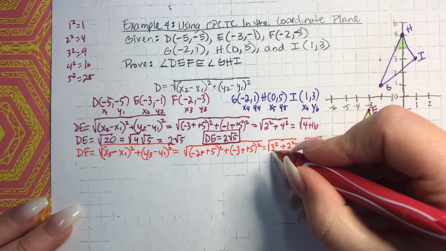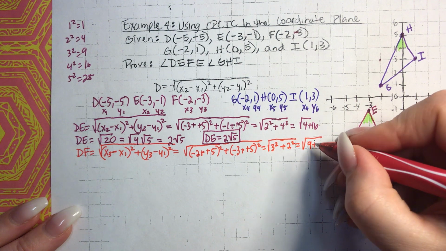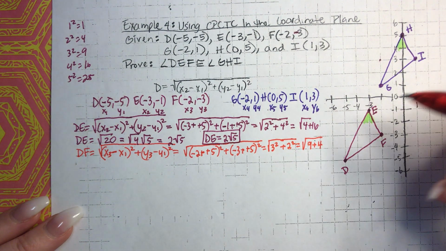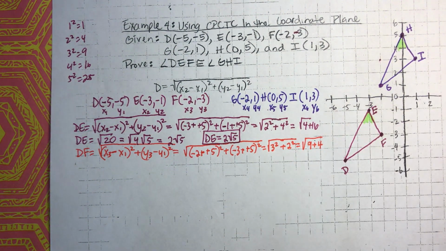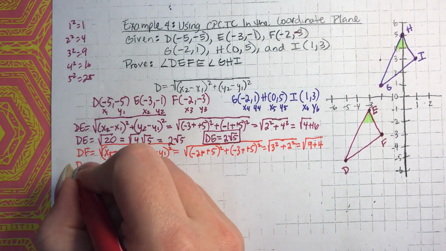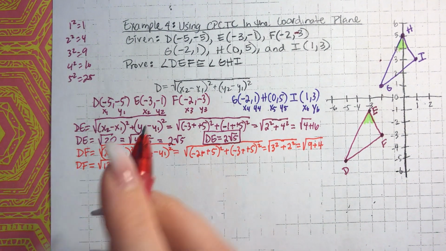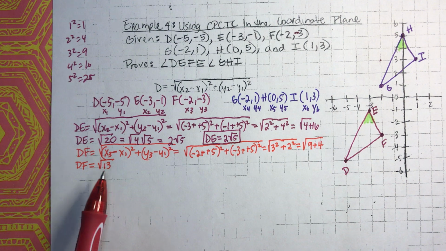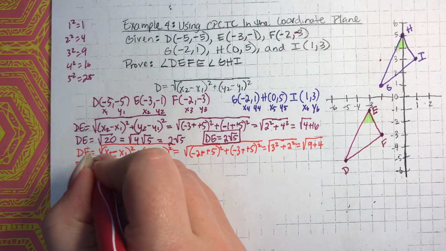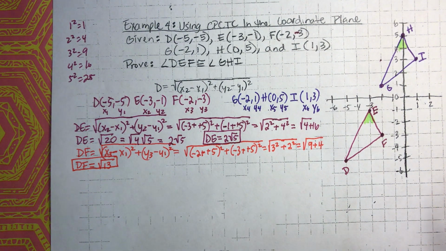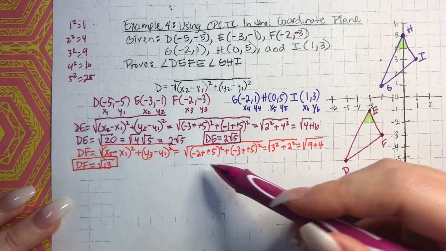And then what do we have? 3 squared is 9, plus 2 squared is 4, right? 2 times 2. And then just 9 plus 4, what is it? It's 13. So we know that DF is equal to the square root of 13. And for this one, there's no squared numbers that are factors of 13. 13 is a prime number. So we know we're done there. Okay, so we have 3. One more for this triangle. And then we'll go back to this color because it's a shade of red.